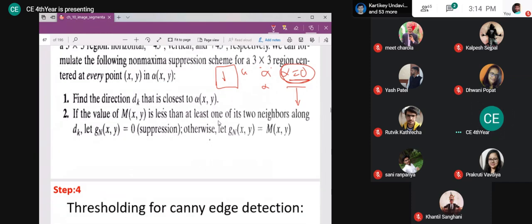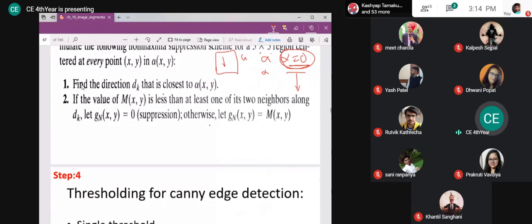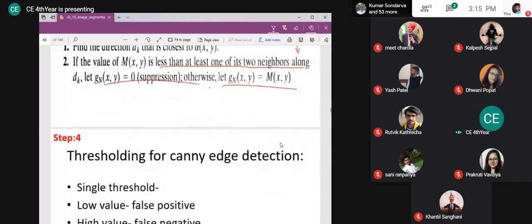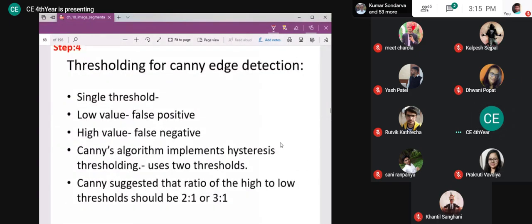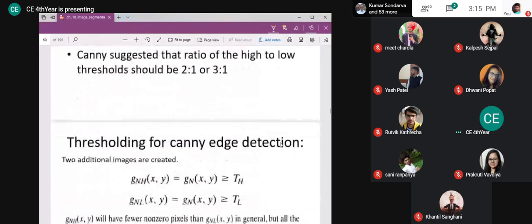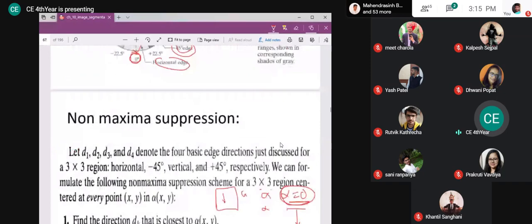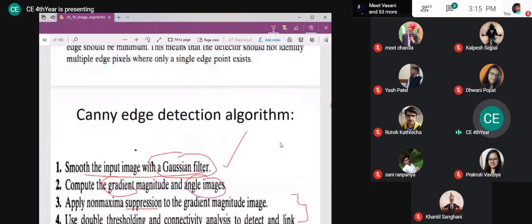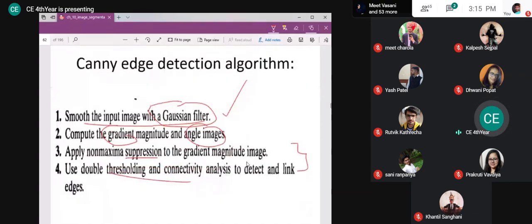So that is what these two steps say. If my value is less than any one of its two neighbors, then make it 0. Otherwise, keep it as it is. That is what we did. This is what non-maxima suppression is. Here three steps are applied: first Gaussian, then gradient, and then non-maxima suppression.